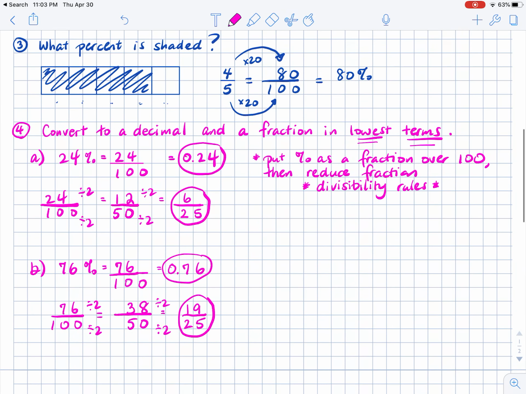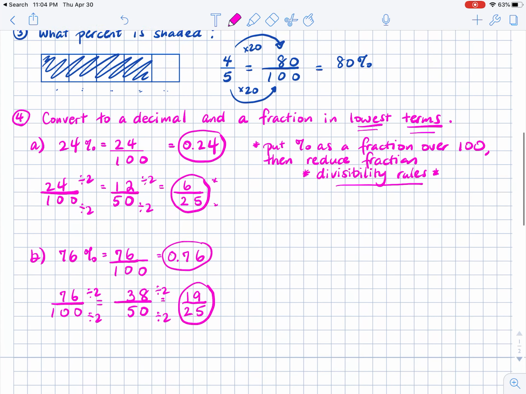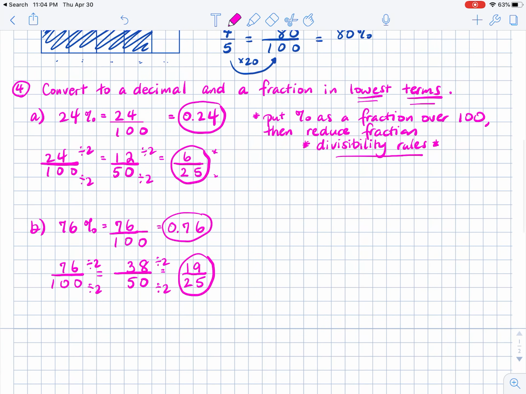The decimal is easy to come by because whatever that fraction is over 100 is equal to the decimal, 24 hundredths in this case. And then when you're reducing fractions, think of your divisibility rules, right? We're going to start off with a fraction over 100 if it's a percent, and then just keep reducing it until you can't go any further, when the numerator and denominator don't have anything in common in terms of divisibility. So those are things to keep in mind when you're working through these questions.